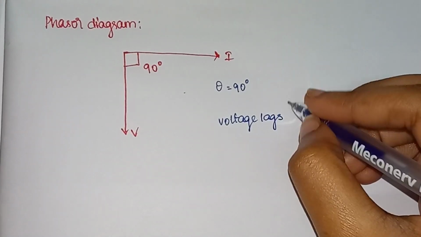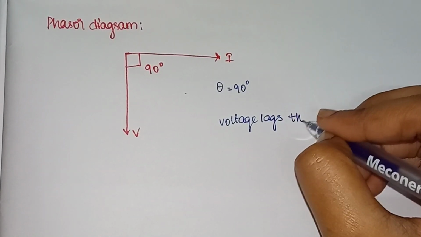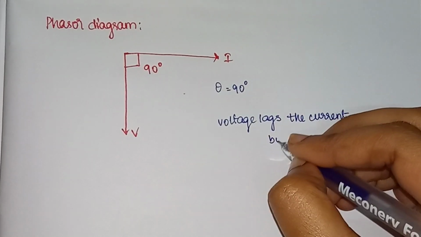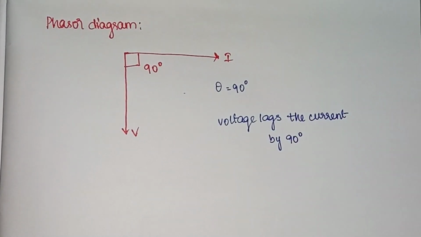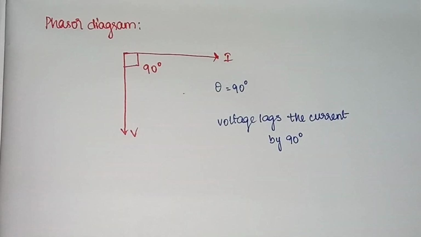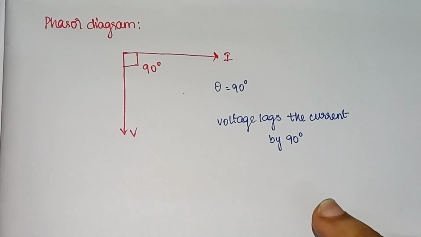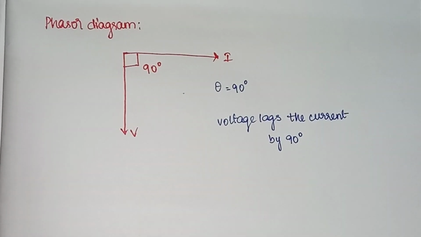So we say that voltage lags the current by 90 degrees. అదే ఇండక్టెన్స్లో అంటే ఏం చెప్తాము, వోల్టేజ్ టాప్ పార్ట్లో ఉంటుంది కాబట్టి we say voltage leads the current by 90 degrees. ఇక్కడ వచ్చేసి voltage lags the current by 90 degrees అని చెప్తాం.